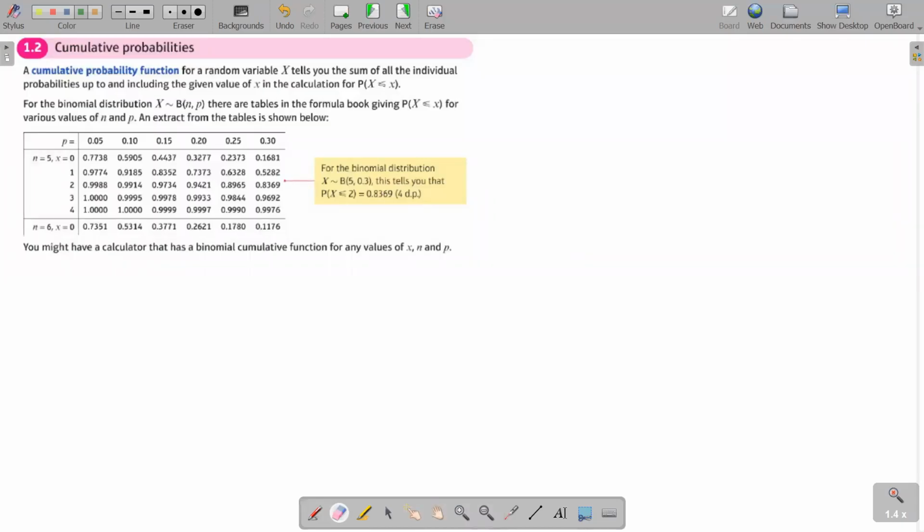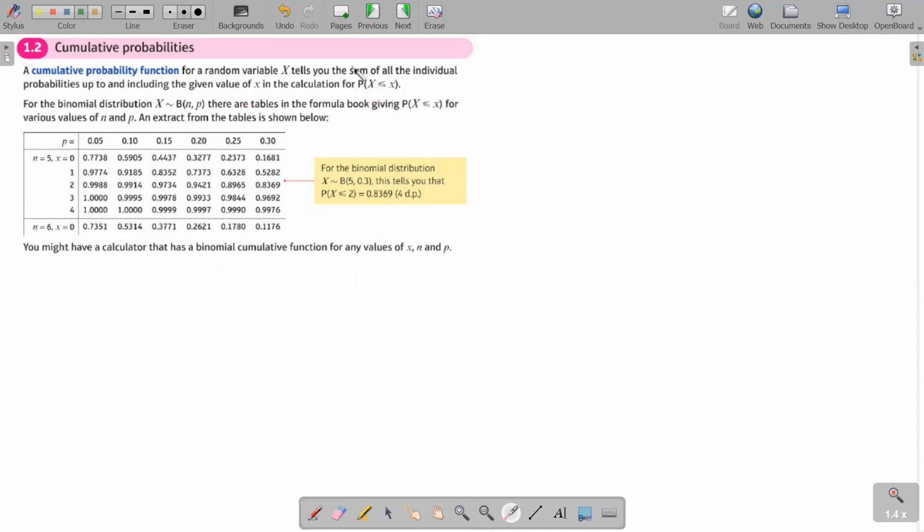Okay, so we'll now move to the next part of the lesson, cumulative probability. What do you mean by cumulative probability? A cumulative probability function, for a random variable capital X, tells you the sum of all the individual probabilities up to and including the given value of X, in the calculation for the probability X is less than or equal to x. Okay, what do they mean by this?